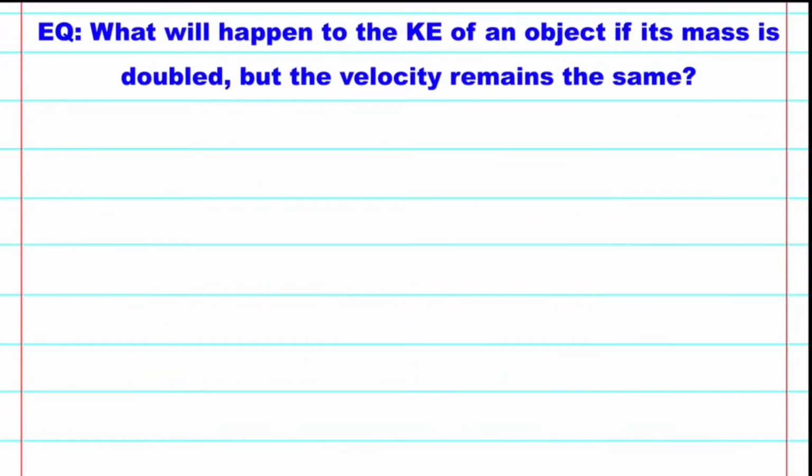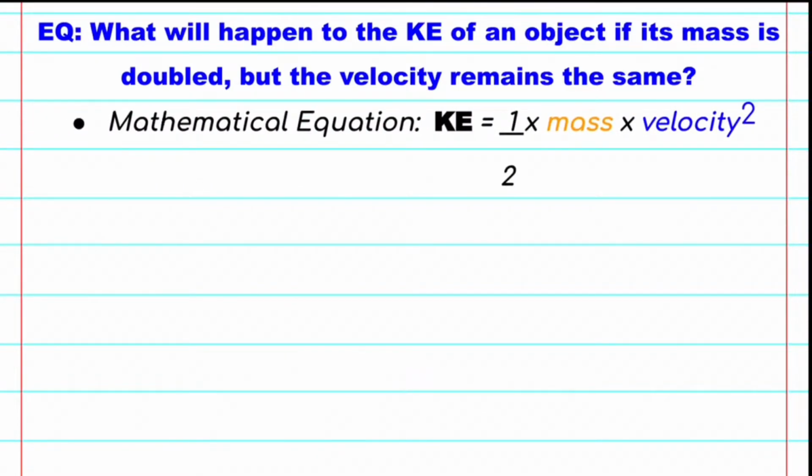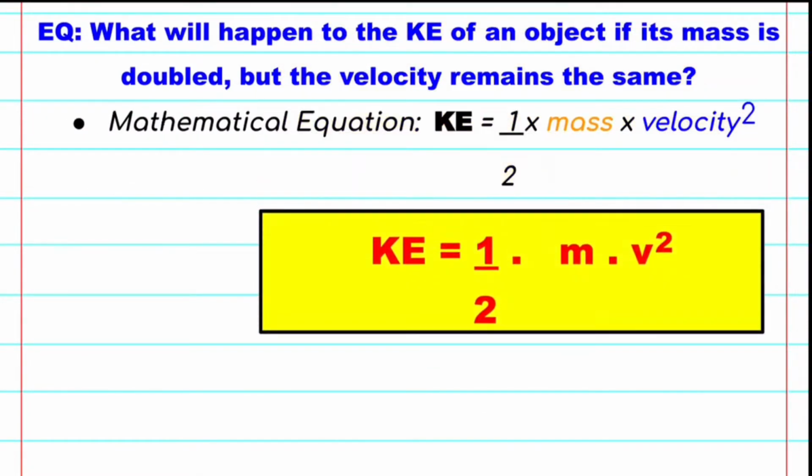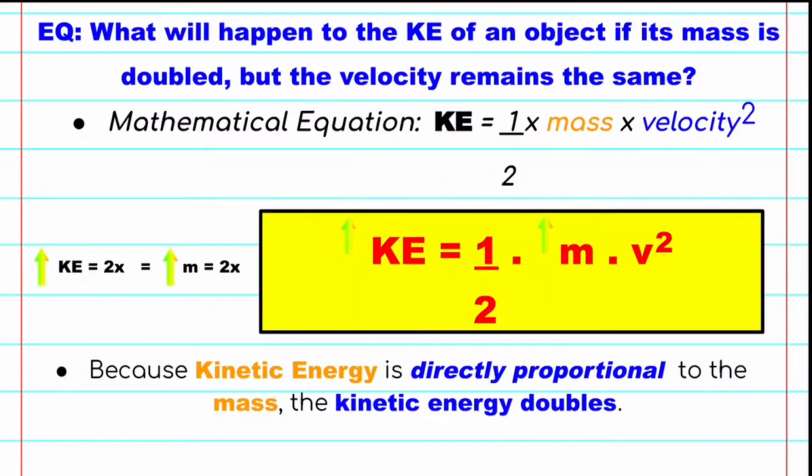Essential question number 4. What will happen to the kinetic energy of an object if its mass is doubled but the velocity remains the same? Because kinetic energy is directly proportional to the mass, the kinetic energy is also doubled.